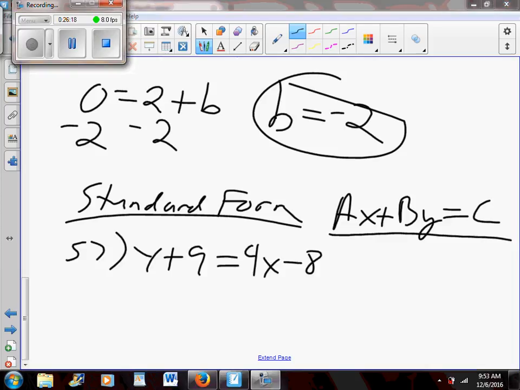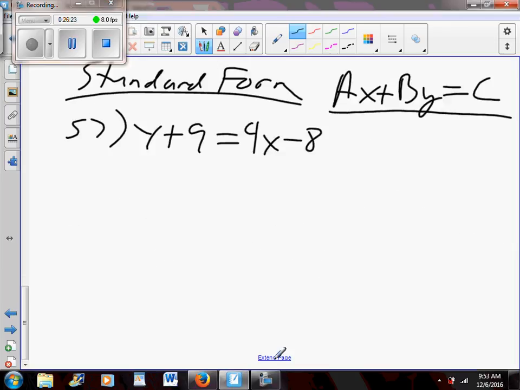Okay, so problem 57. y plus 9 equals 4x minus 8. Remember, to get this thing in standard form, we've got to get your variable terms, your x and y's, on the same side of the equation. Remember that when we're looking at this, A, B, and C must be integers, right? A, B, and C must be integers. No fractions. No decimals. A must be positive. Yeah, okay? It's okay if B and C are negative, but that A cannot be.